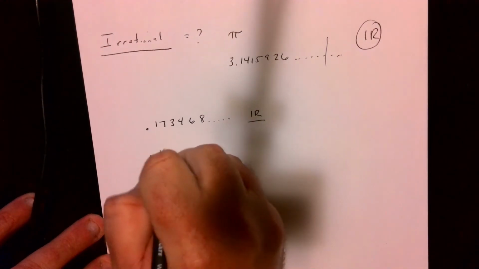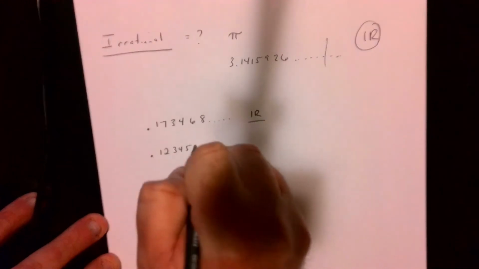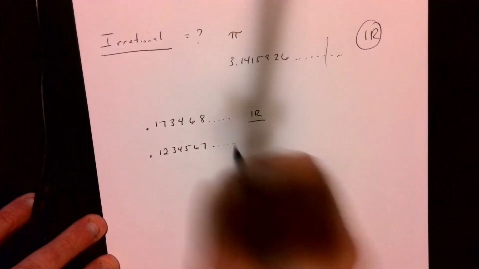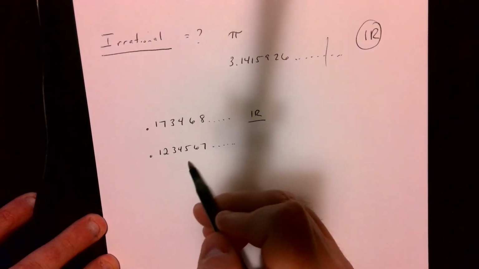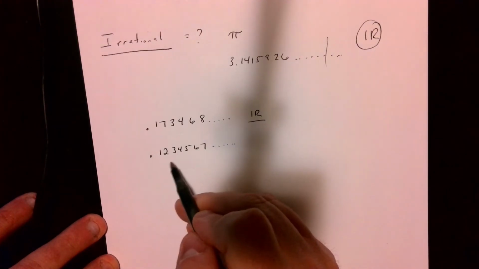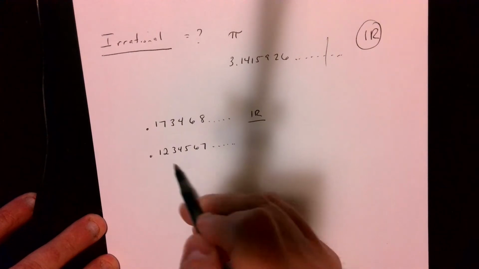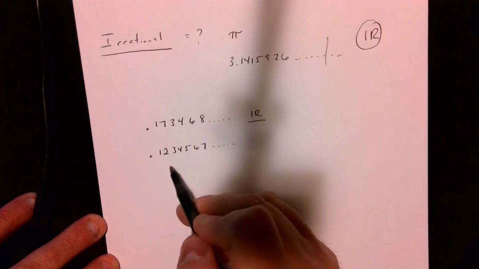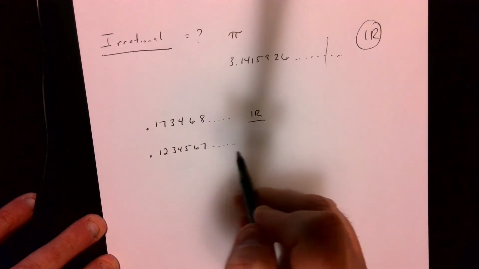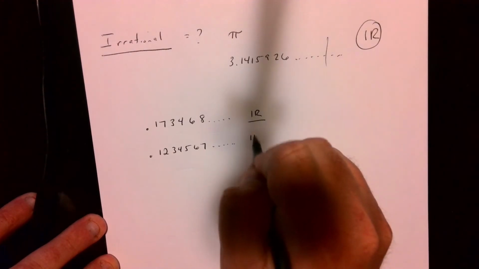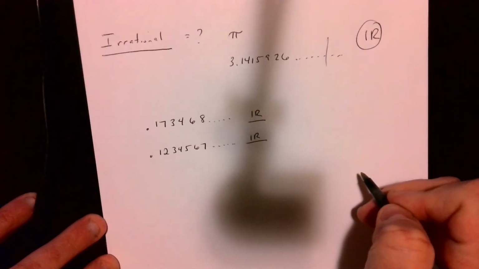If I go 0.1, 2, 3, 4, 5, 6, 7, dot, dot, dot, dot, sometimes kids get tricked on this one because they say, oh, there's a pattern. We're counting by ones. No, that's not what we mean by patterns. It's got to be a repeating pattern. So there's nothing repeating, and there are the dots again. It goes on forever, therefore it's irrational.